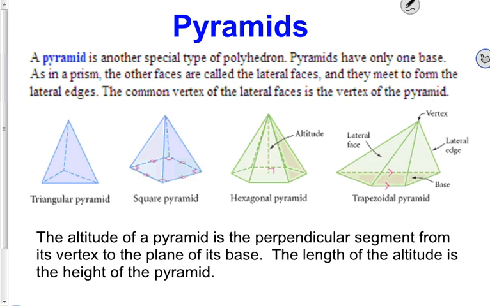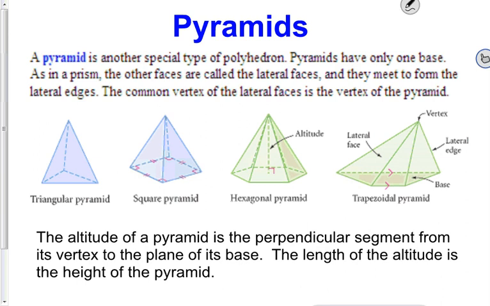Next, we're going to talk about pyramids. A pyramid is another special type of polyhedron. Pyramids have only one base. As in a prism, the other faces are called the lateral faces, and they meet to form the lateral edges. The common vertex of the lateral faces is the vertex of the pyramid.